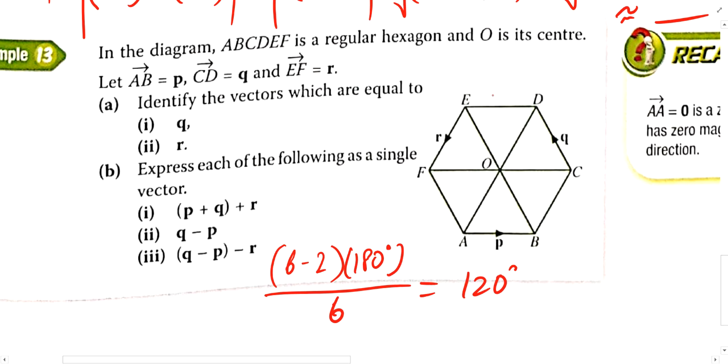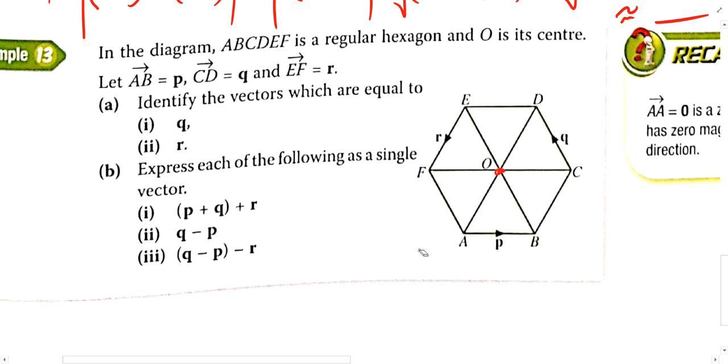Now, we let O be the center. Try and follow this example. Let O be the center. AB, where is AB? Okay, AB is over here. It is equal to vector P. Then CD is equal to vector Q. CD, starting from C to D, that will be our vector Q, and EF is vector R. Identify the vectors which are equal to Q.